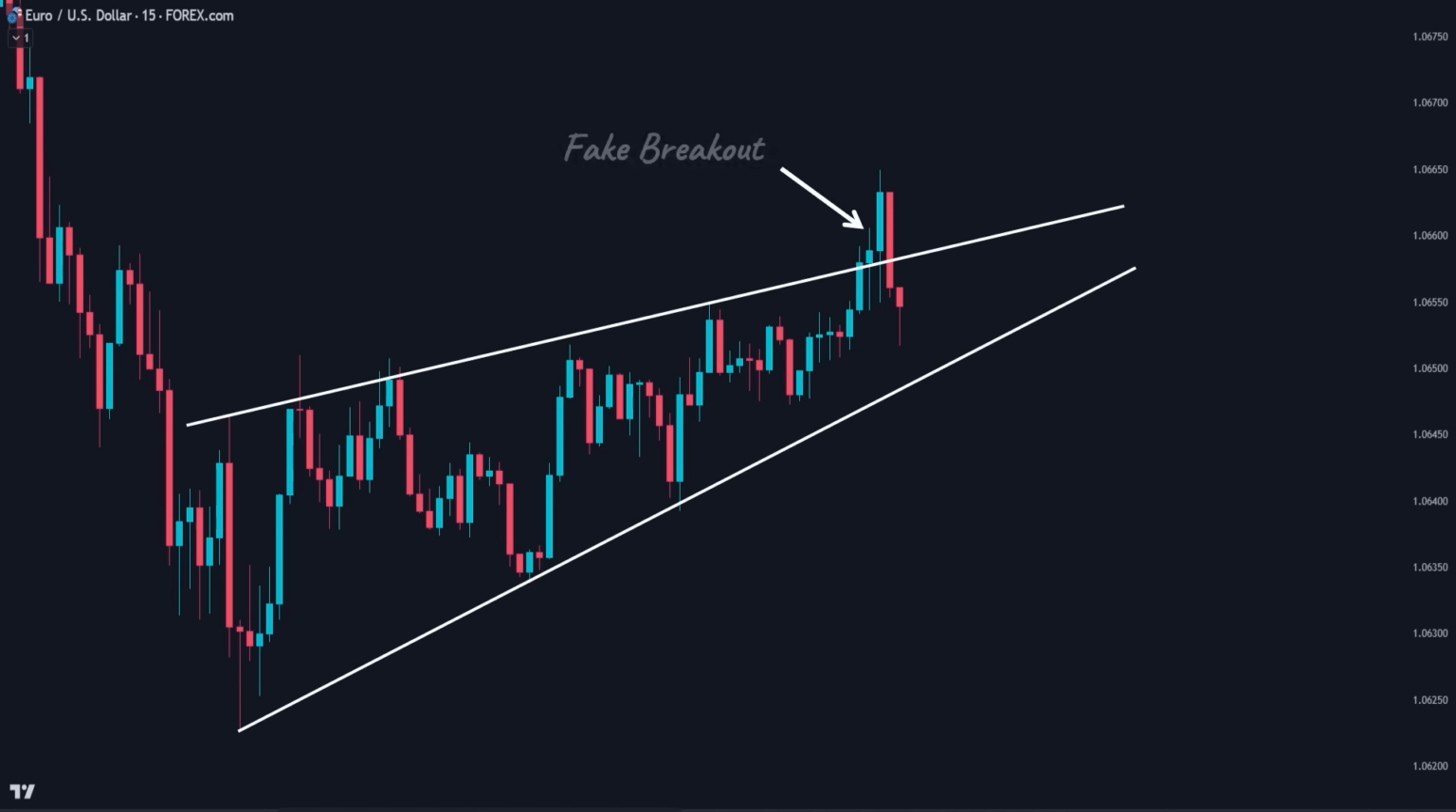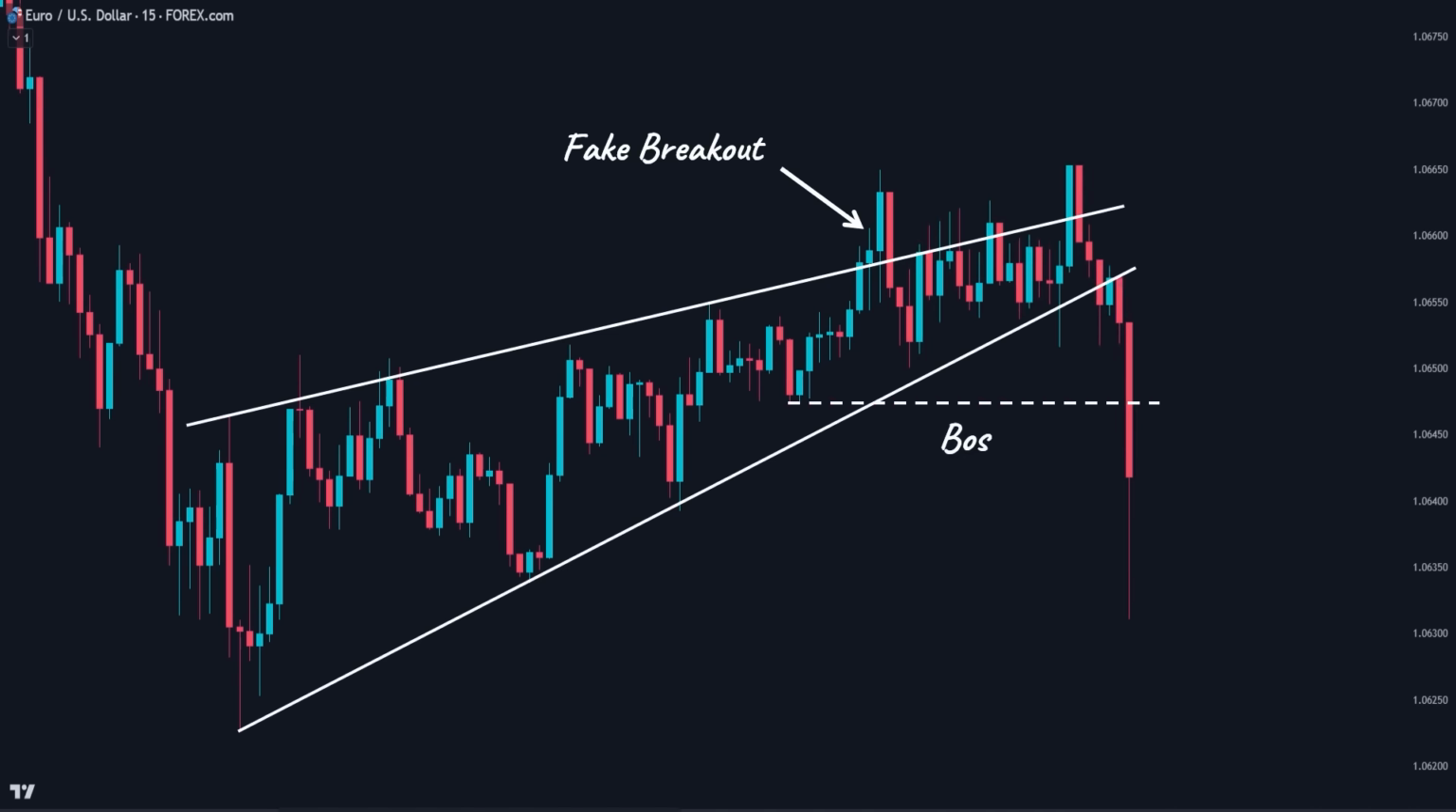Here we had a fake breakout to the upside, but the market immediately got back inside the range. In order to enter a short position, we need to wait for the price to break below the lower trend line and previous market structure to confirm that the sellers have taken control.